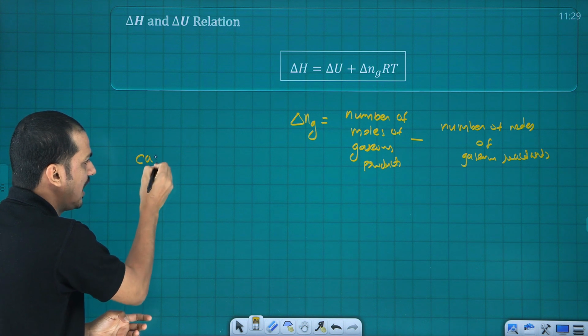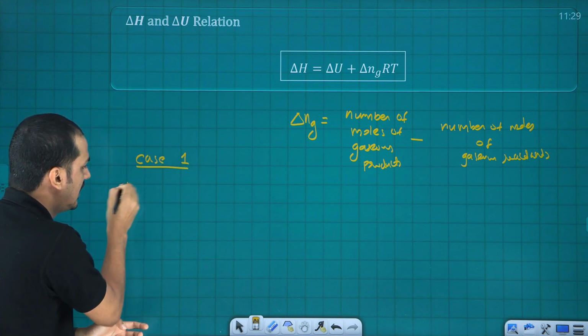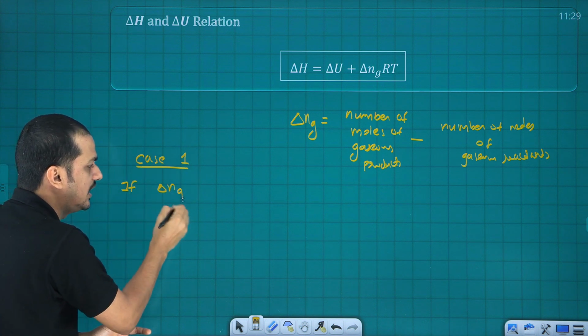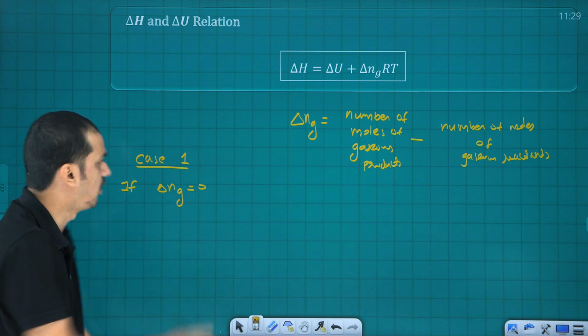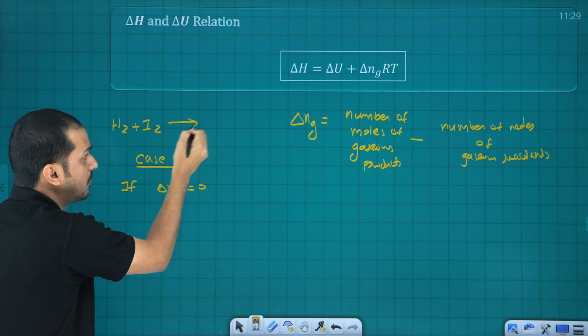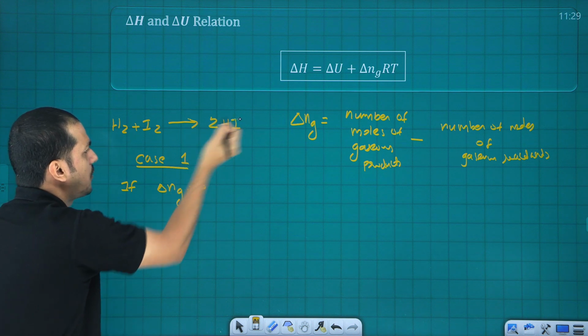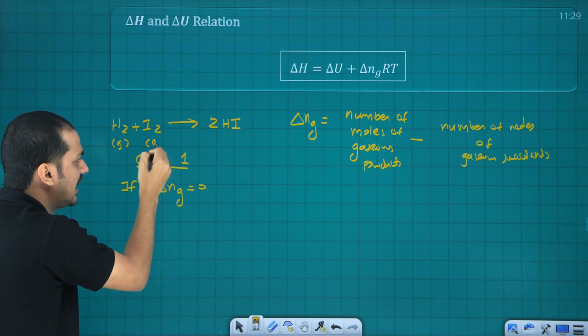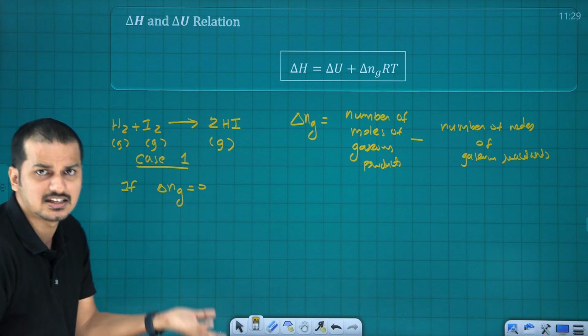Case 1: if delta NG value equals 0. For example, H2 plus I2 gives 2HI. In this equation, this is gas, this is gas, this is gas. In that case, delta NG equals 0.